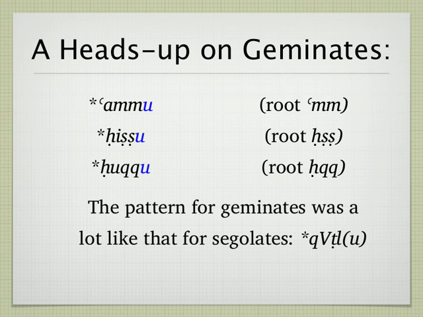So what of the geminates? Well, the pattern for geminates was basically the same as that for segolates. Consonant, vowel, consonant, consonant, case vowel. You can compare amu to the form we looked at before, malku. Or chitsu, you can compare to the form we've already looked at, nidru. Or huku, statute, to the form we already looked at, chudshu. The pattern is exactly the same, except these are geminates. So the two consonants that are up against one another are the same consonant. And so they will develop differently.